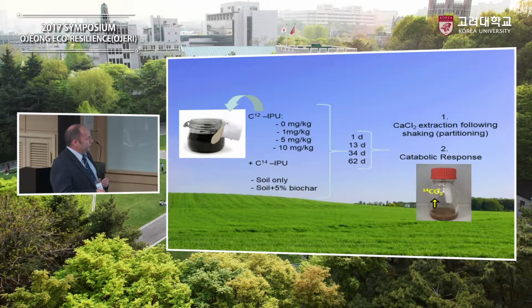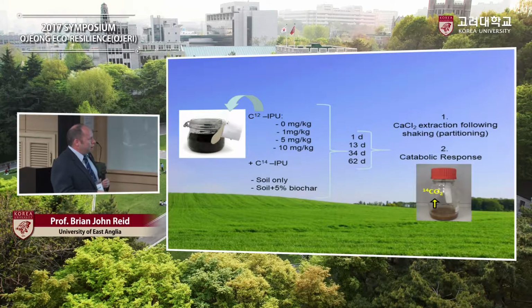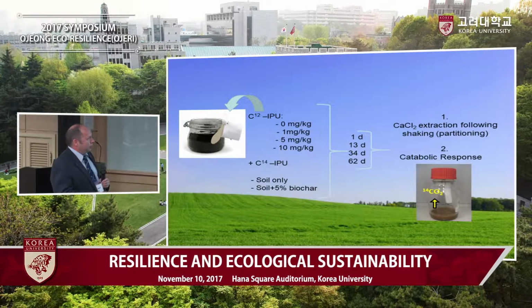We loaded them up with either a control, so nothing, the recommended dose of this soil application herbicide, 5 times or 10 times the recommended dose. These are all carbon-14 studies. That's kind of one of the things we're set up to do in the lab. They were either soil-only systems or soil plus 5% char, and then we let the chemical interact with the system for different amounts of time.